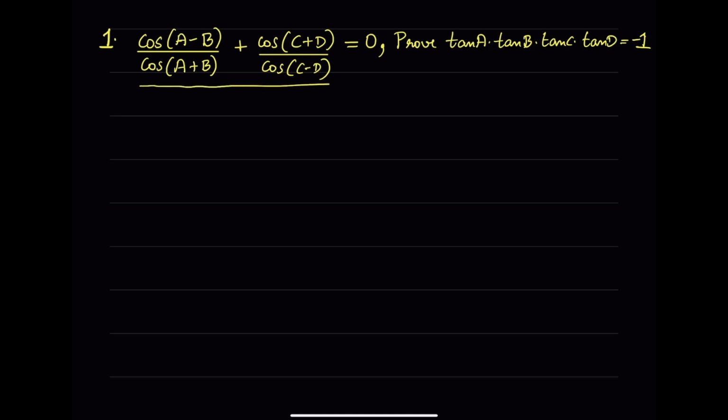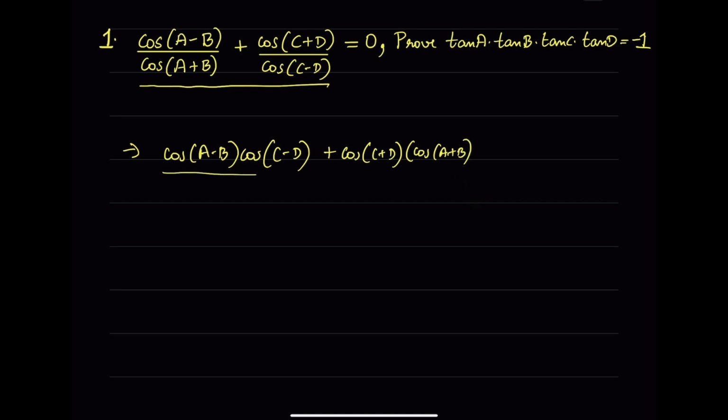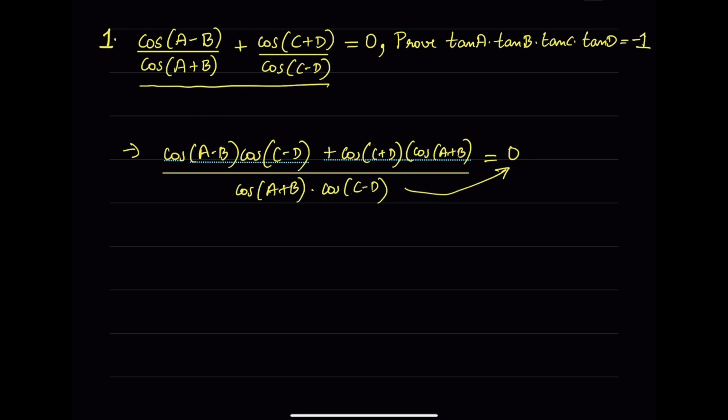Now using the given information, let's find the common denominator. So this will be cos of (A minus B) times cos of (C minus D) plus cos of (C plus D) times cos of (A plus B), this whole thing divided by cos of (A plus B) times cos of (C minus D), which is equal to 0. Now if we move this to the right side and multiply with 0, the denominator will be gone.